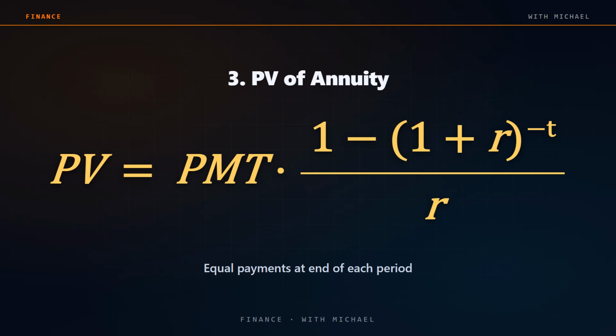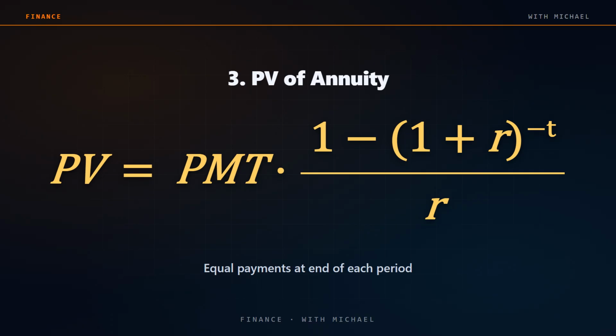Now two complete exam problems. Problem 1. A loan of $100,000 at 6% annual rate, 10 years, monthly payments. Find the monthly payment. The monthly rate is 6% divided by 12 equals 0.5%. Number of months is 120.